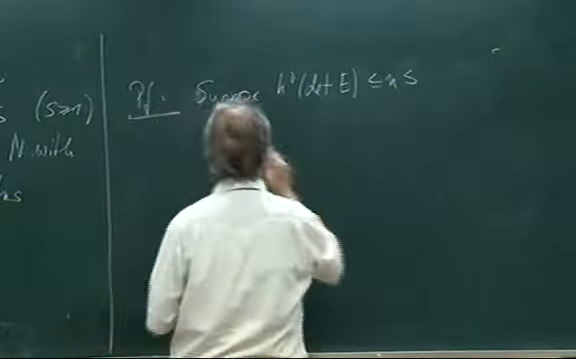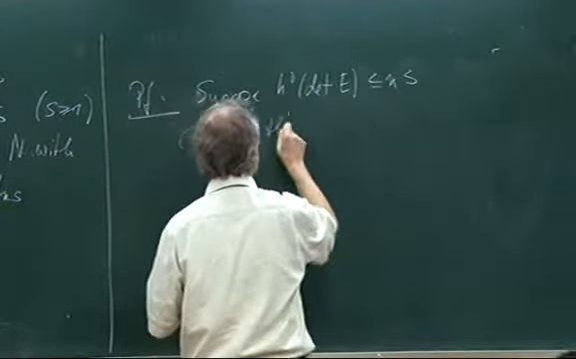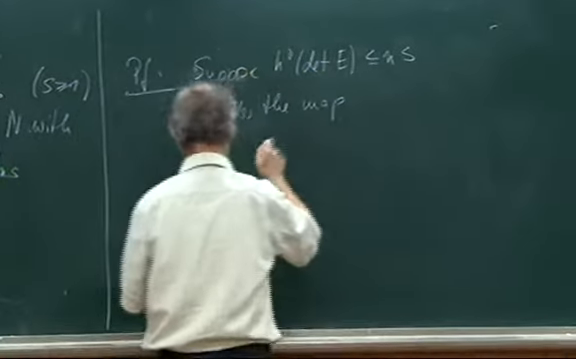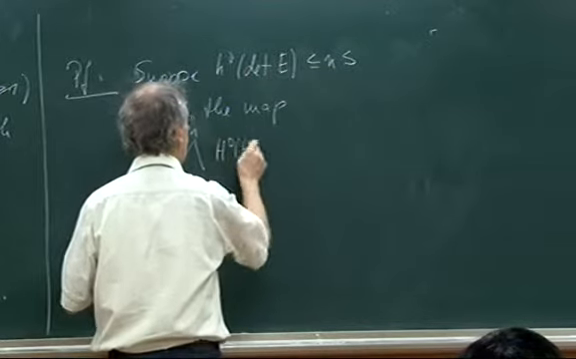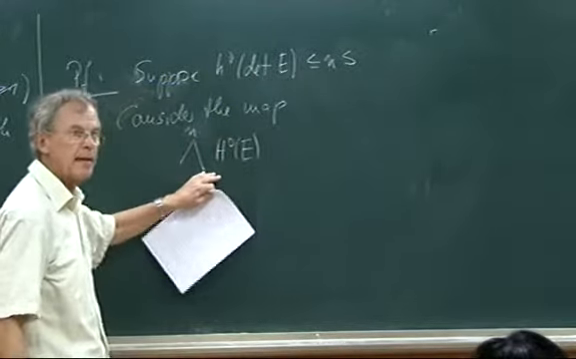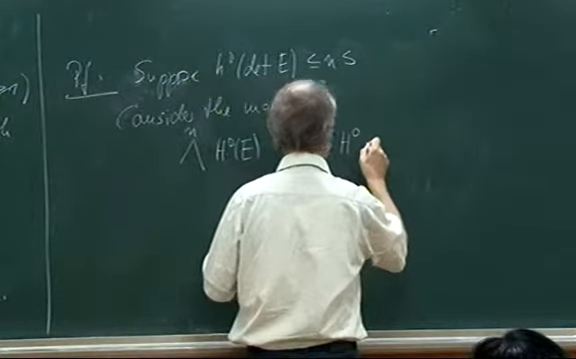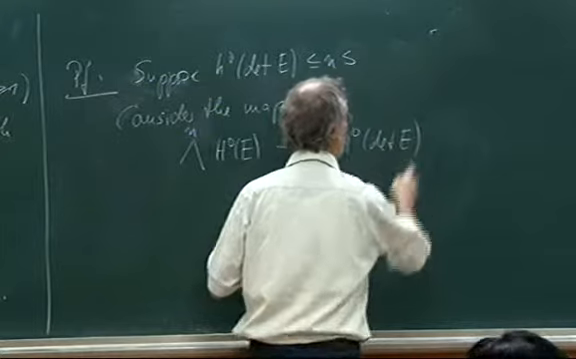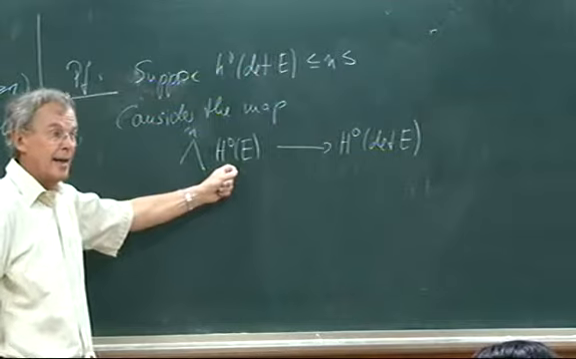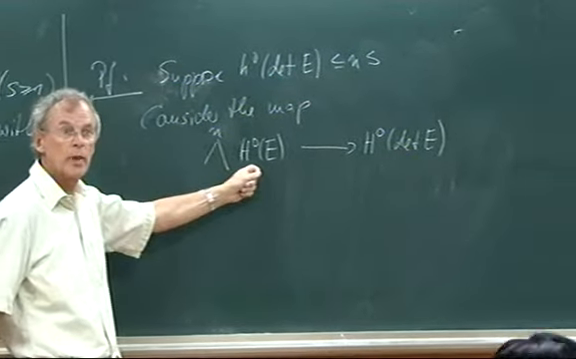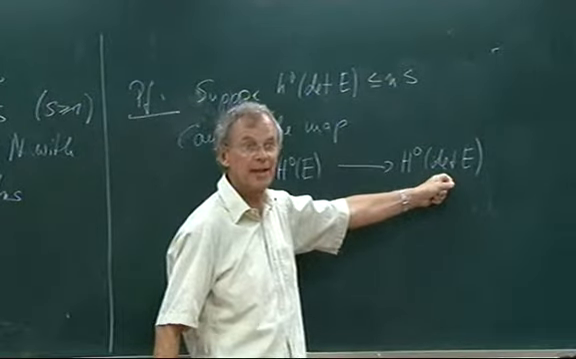So assume this. Consider the canonical map of the nth wedge product of H0 of E. So this is a vector space. We take the nth wedge product, and there's a map into the H0 of det E. Canonical map, because this is the nth wedge product here. The map is just you take S1 wedge ... wedge Sn, and map it to S1 wedge ... wedge Sn, right?